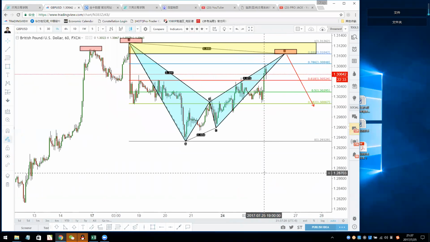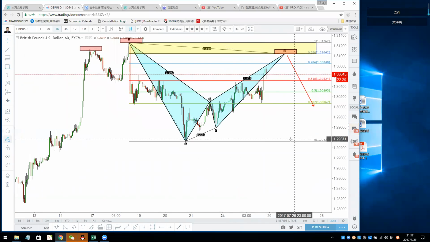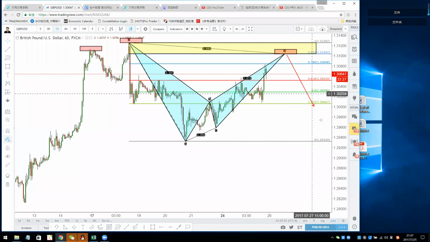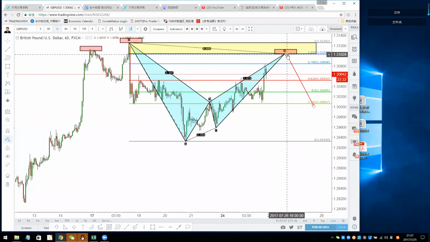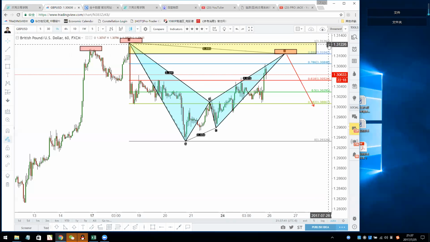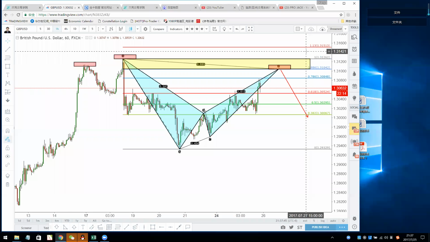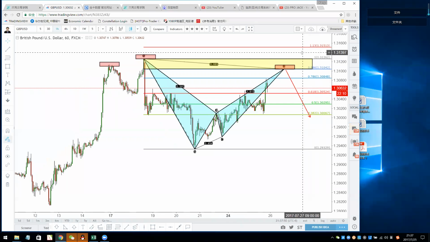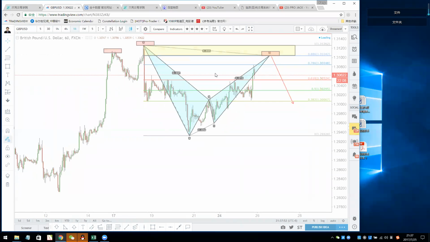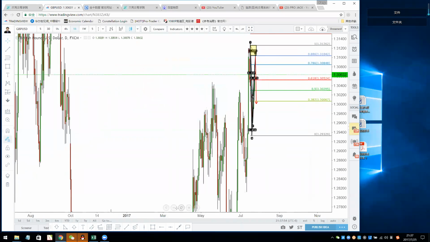As I mentioned, DXY may have a very big reversal from 93.33, so the sterling may also drop down. So find a place to short the sterling at maybe 1.3104 to 1.3126. Of course, your stop loss should be set above 1.3130, maybe 10 or 20 pips above that. Now the big picture for this GBP, on the daily chart.